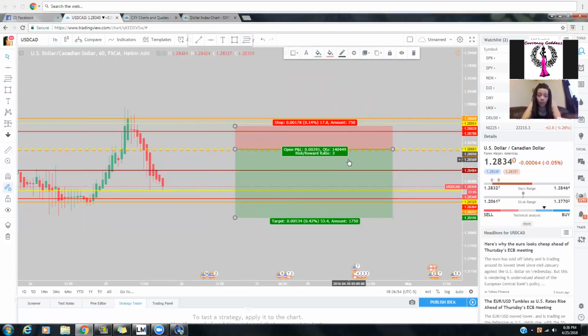Perfect. So once you have your 3-to-1 ratio, you're just basically saying that I'm going to risk 17 pips to make 53 pips. So if you were on a 0.01, that's 10 cents a pip. So you're risking $1.78 to make $5.34 on a 0.01. If you are on a 0.1, you're risking $17 to make $53.